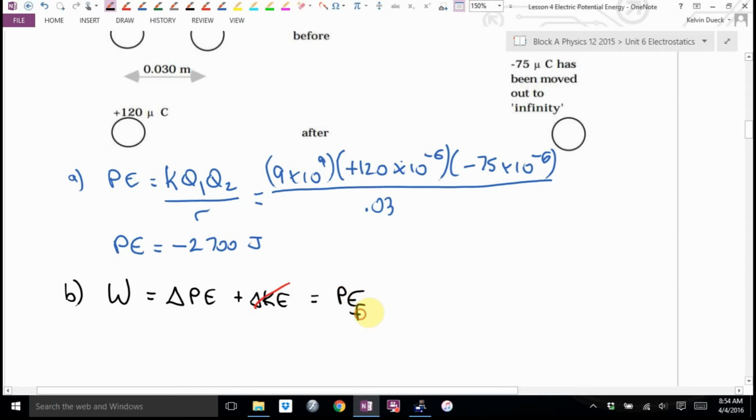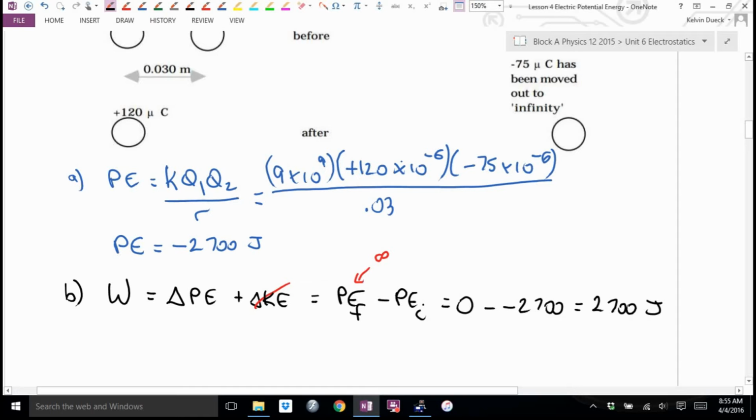So this is final minus initial. Now, the final is out at infinity. How much energy do we have out at infinity? We've defined it. 0, because we said relative to 0 at infinity. So this is going to be 0 minus, what was our initial potential energy? It's the answer from part A. Right? What's a minus minus the same as? A plus. So we do get a positive answer because it would take work.